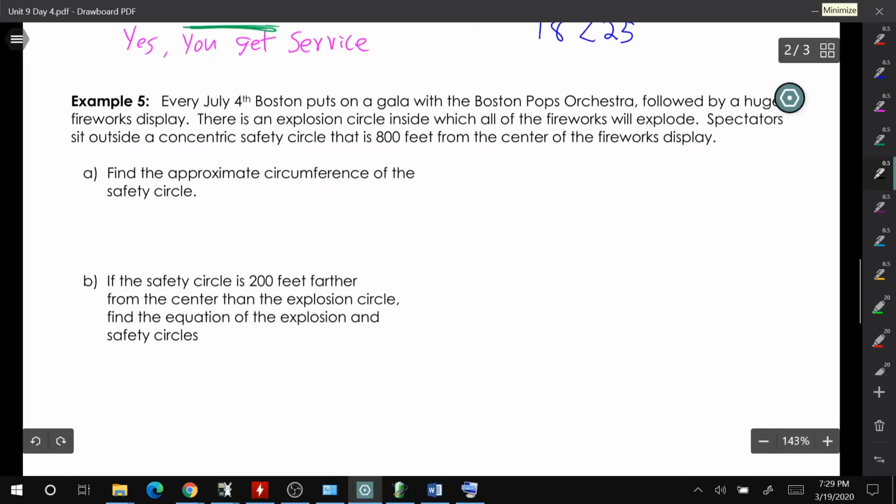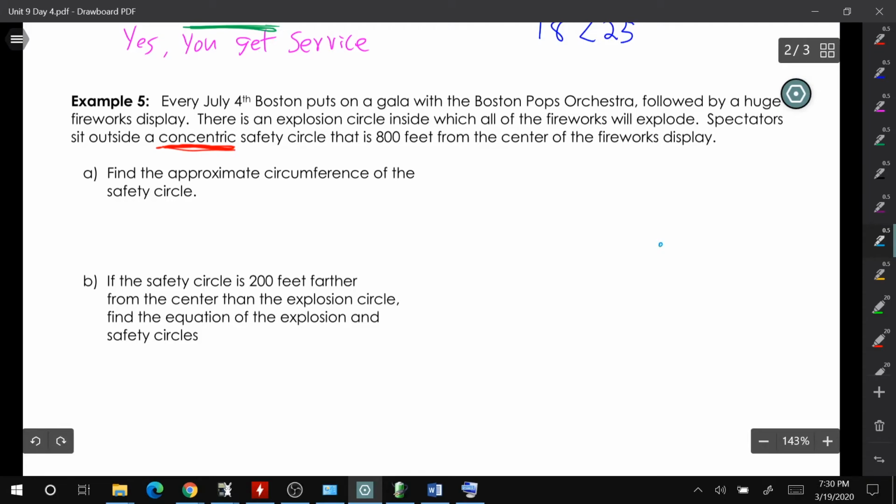Alright, so example 5 kind of summarizes everything that we've done with circles so far. So let's get at it. It says, every July 4th, Boston puts on a gala with a Boston Pops Orchestra, followed by a huge firework display. There is an explosion circle inside which all the fireworks will explode. Spectators sit outside a concentric safety circle that is 800 feet from the center of the firework display. This term, concentric, means that the circles have the same center. Two circles or three circles have the same center.